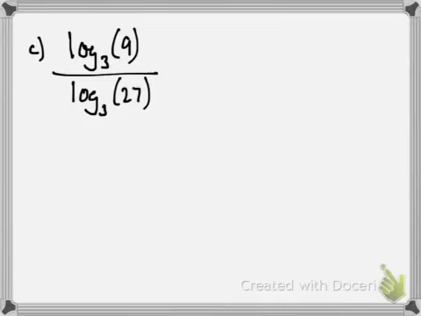Last question for this video is this one. Log 9 to the base 3 over log 27 to the base 3. Pretty simple one, this one. Log 9 to the base 3: 3 to the power of what equals 9? 2. Over 3 to the power of what equals 27? 3. So the answer there is quite simply 2/3. Okay, so that's it for an introduction to logs. You can now have a go at exercise 3B.